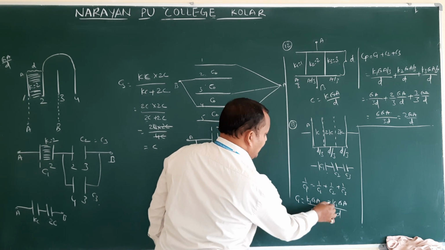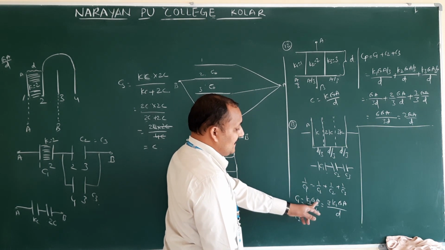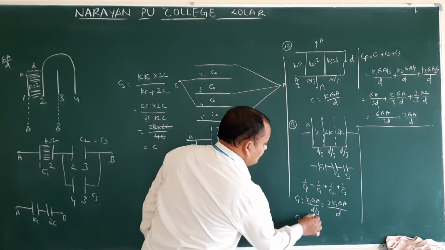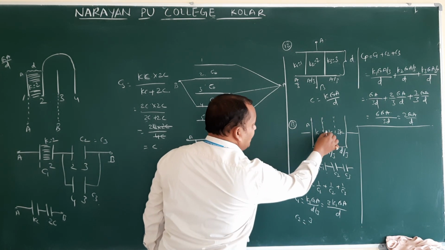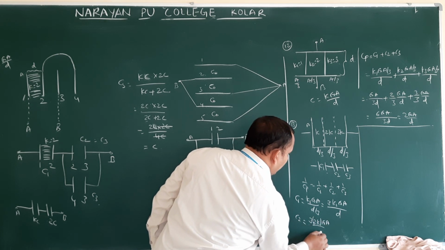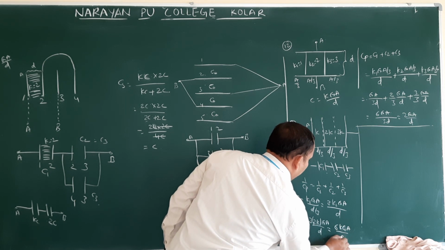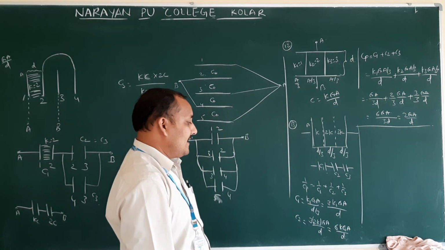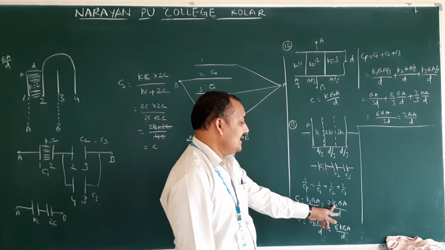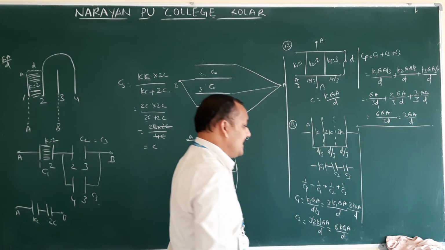Next, C2 is equal to, again the same formula, K2 epsilon naught A by D. That is nothing but 3 times the K2 value. How much? 2K epsilon naught A by D. That is nothing but 6K epsilon naught A by D. This is nothing but 3K epsilon naught A by D.